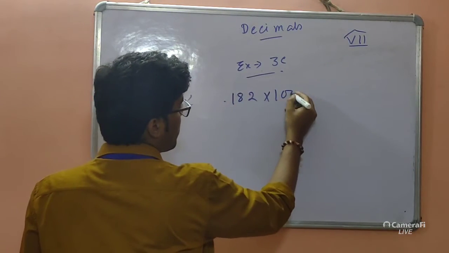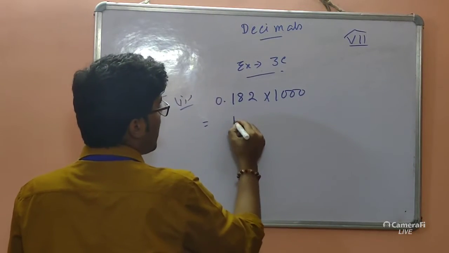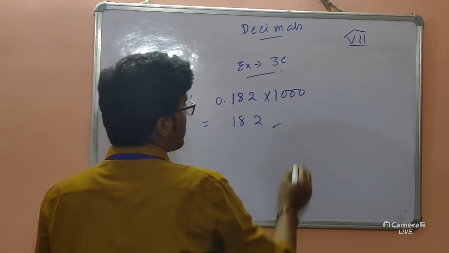0.182 into 1000. So it will be what? After 3 places we will give the point. Clear? This is the answer.